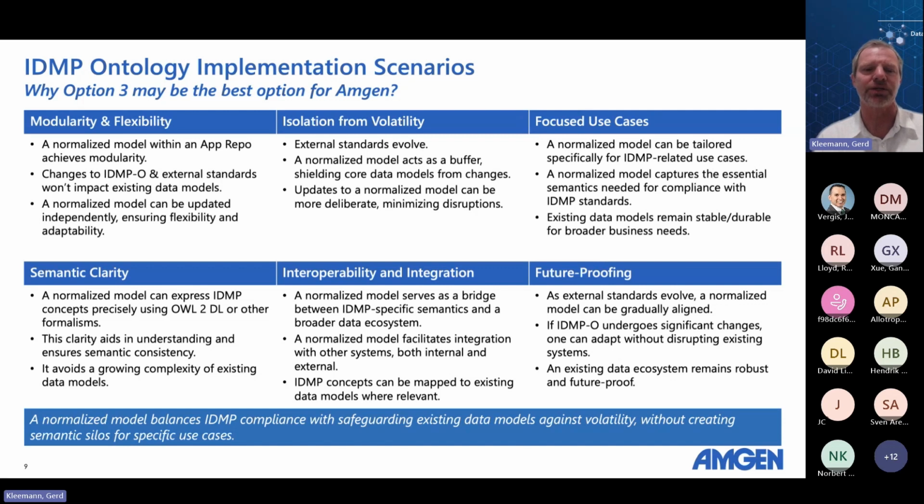It also isolates us from volatility because, as I mentioned, external standards, including the IDMP ontology, evolve. A normalized model acts as a buffer, shielding core data models from these changes. Therefore, we can manage updates to the normalized model more deliberately and therefore minimize the disruption.